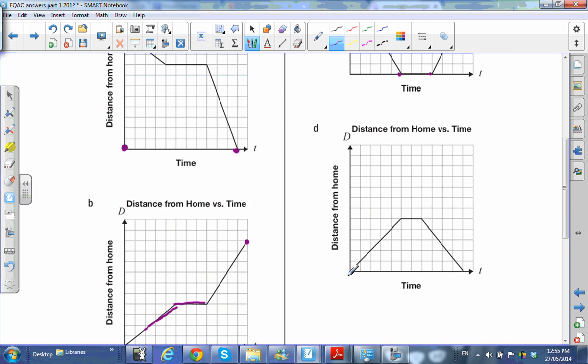Hopefully D works. Yes, D, he runs at a constant speed. This would tell me how far away he got. So maybe this is 50 meters. Maybe this is minutes, 2, 3, 4, 5 minutes. And this is 7 minutes, so he stopped for 2 minutes and then he returned home. Okay, so D is the right answer.